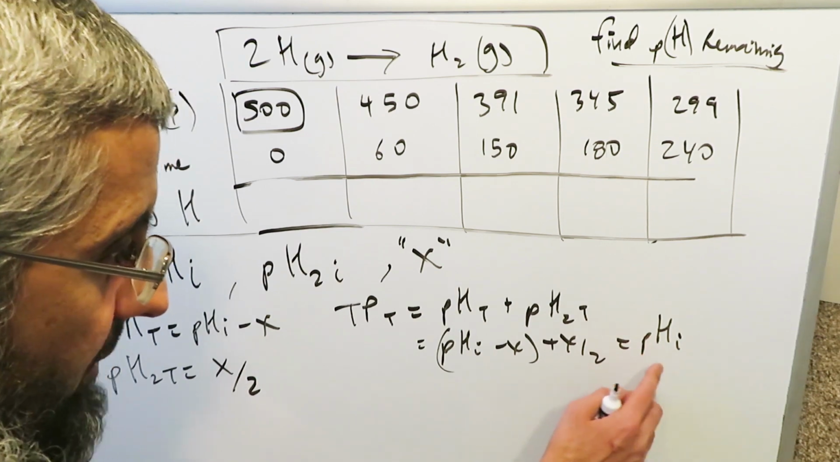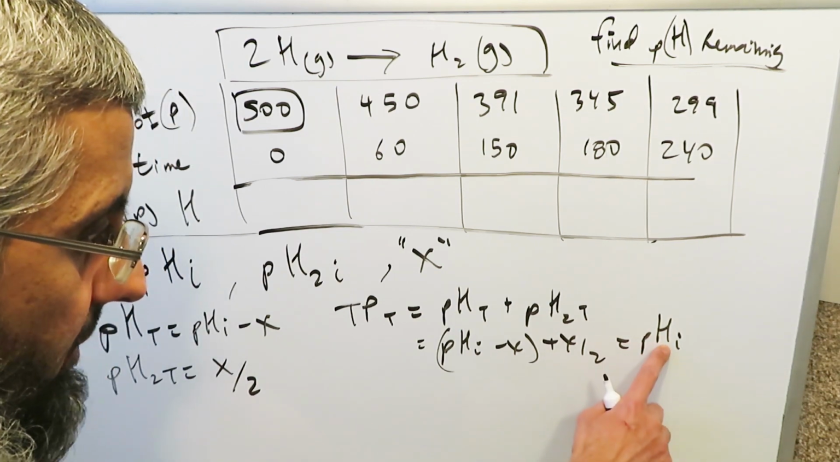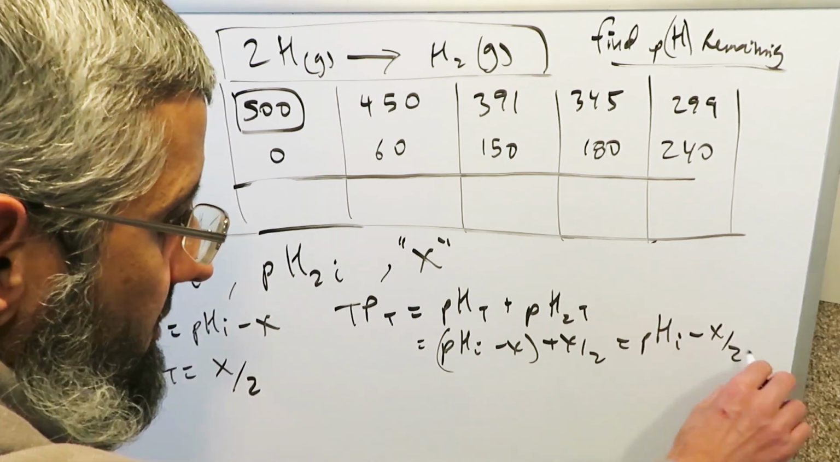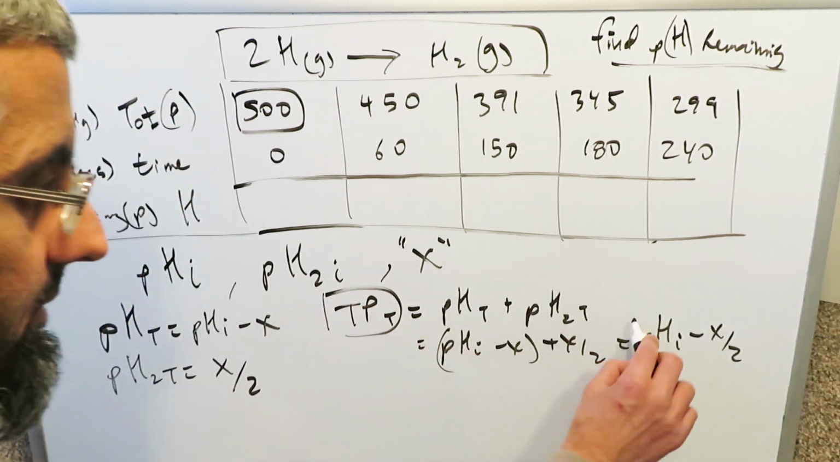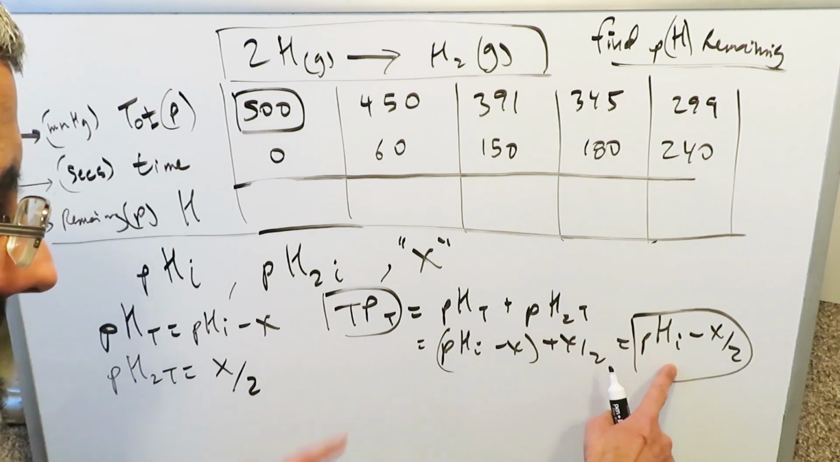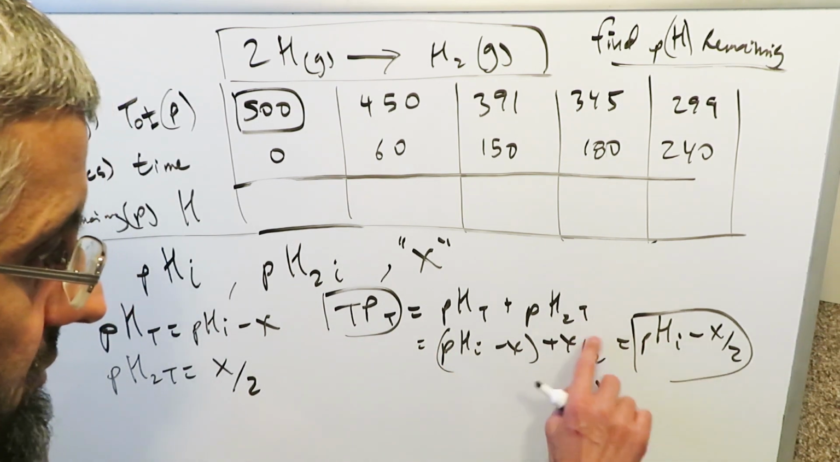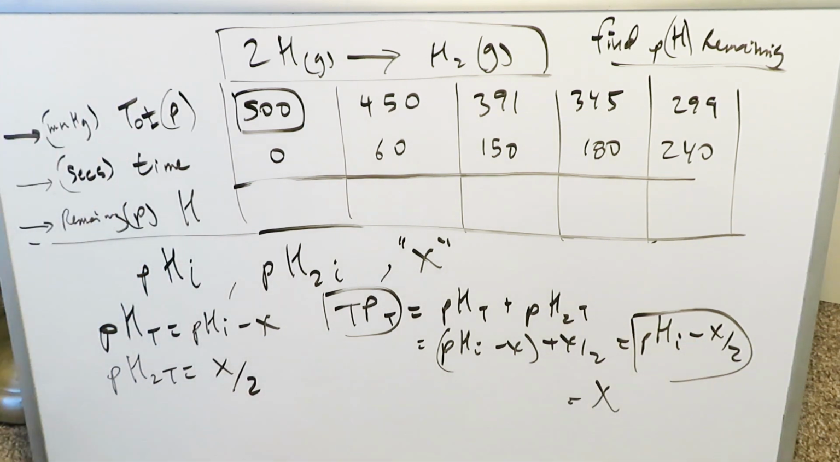You're having P_H,I. That's the partial pressure of your atomic hydrogen, the initial amount, minus X over 2. That's what it is equal to. This right here is equal to this. But now, using this expression, I can actually solve for X. If I push the 2 to the other side and solve for X and push the minus to the other side, you can do this in your head.